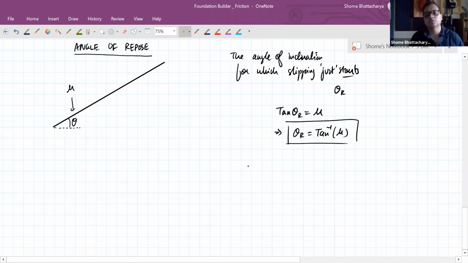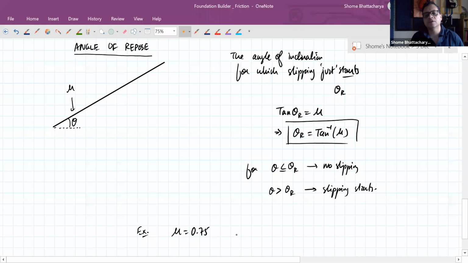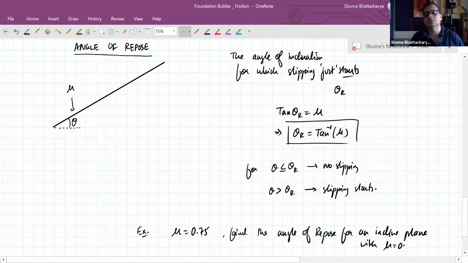That means for theta less than or equal to the angle of repose, there is no slipping. The moment theta becomes slightly greater than the angle of repose, slipping starts. So for example, if we have a situation where the coefficient of friction is equal to 0.75 and we are asked to find the angle of repose for an inclined plane with this coefficient of friction.